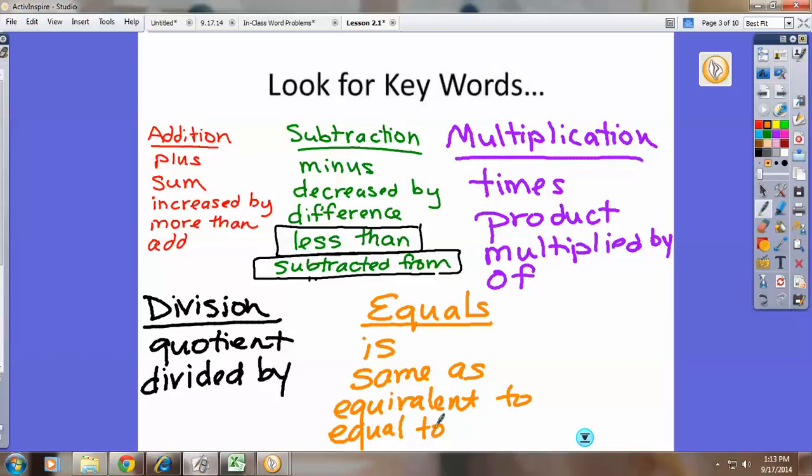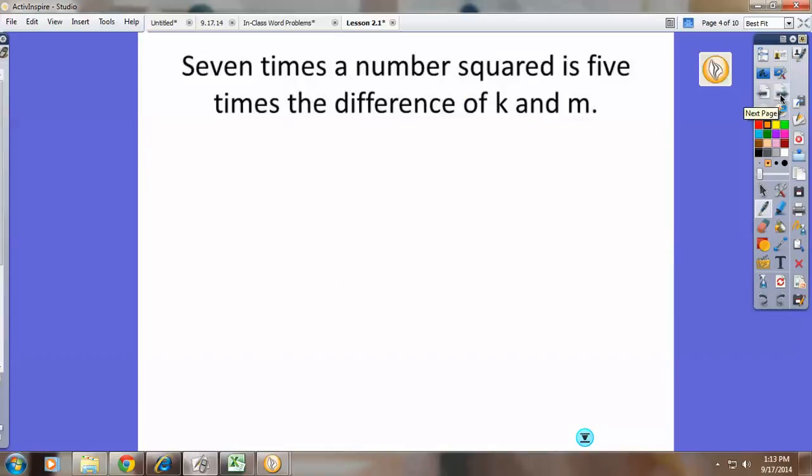So what we're going to do now is utilize these words to help us write algebraic equations given a verbal sentence. So if you look at the next slide, we're going to read through each example and write our sentence. 7 times a number squared is 5 times the difference of k and m. 7 times a number squared. How would that look? 7 x squared.